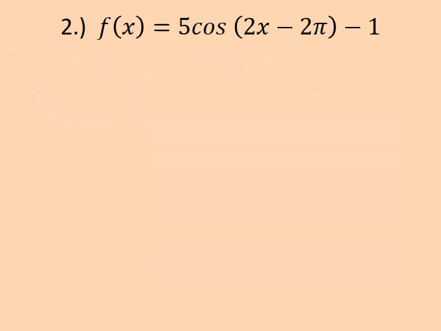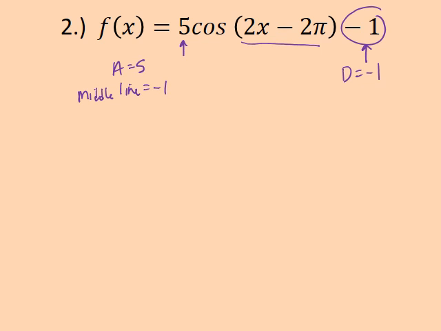Our second example is our first example that actually has a phase shift. We'll deal with that at the very end. Our amplitude in this graph is 5, and our middle line is -1. That's our d value, which is our middle line. So our middle line is -1.